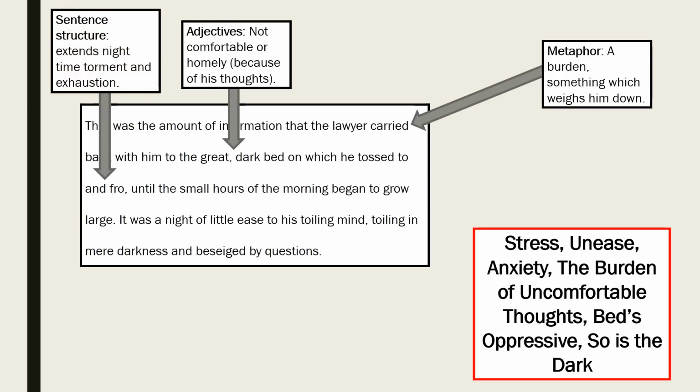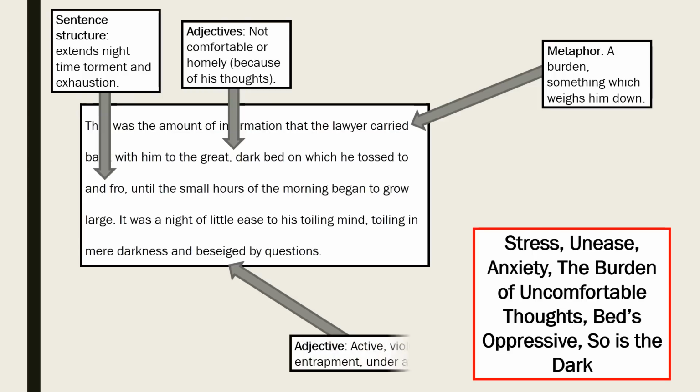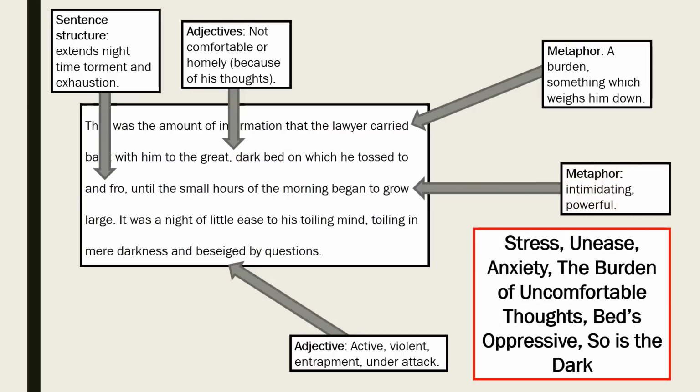The to and fro extends that sentence and stresses that Utterson is tossing and turning and having a stressful time. Besieged, an adjective there, he is under attack. It's a violent image, and it's an image of being entrapped and encircled and not being able to escape. The growing of the morning has a sense of the intimidating to it. If you've been tossing and turning all night and you haven't got any sleep, the morning actually worries you. It should be a time of release and the light's arriving, but it's actually a concern for the day that he's got to face.